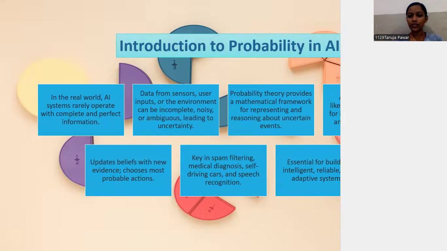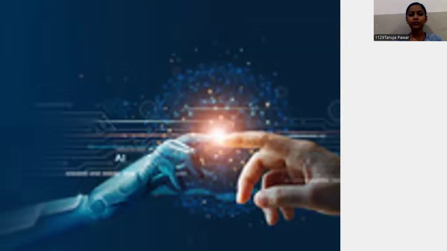The introduction of probability to AI. In the real world, AI systems rarely operate with complete and perfect information. Data from sensors, user inputs, or the environment can be incomplete, noisy, or ambiguous, leading to uncertainty. Probability theory provides a mathematical framework for representing uncertain events, updating beliefs with new evidence, and choosing the most probable actions in AI. It is key in spam filtering, medical diagnosis, self-driving cars, and speech recognition. These are essential for building intelligent, reliable, and adaptive systems.